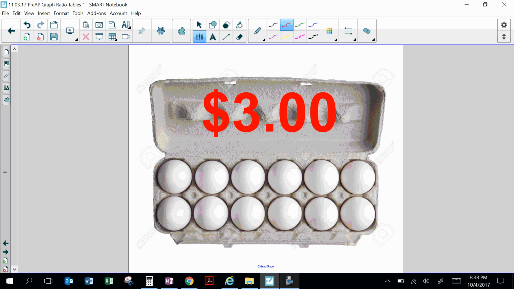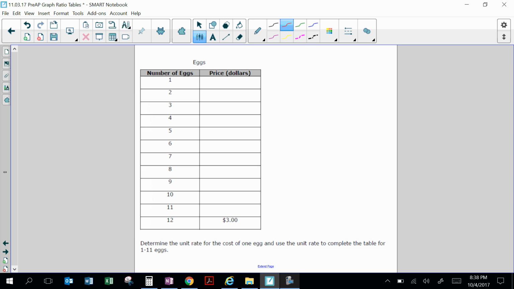So each table is going to be getting a carton of eggs. $3 for 12 eggs. Definitely not Costco and Aldi prices. So here's a table. Determine the unit cost, the unit rate, for the cost of 1 egg and use the unit rate to complete the table for 1 through 11 eggs.